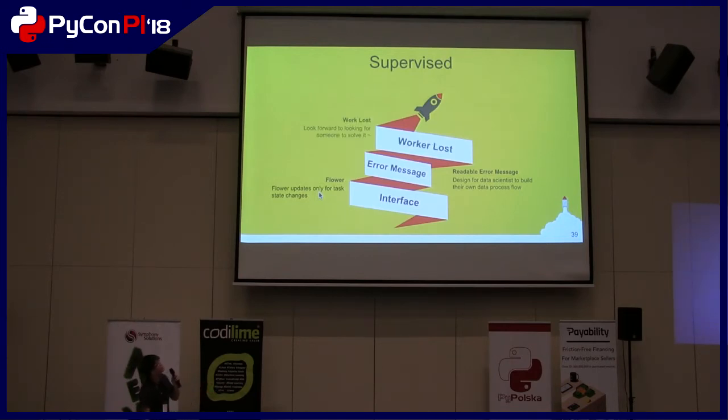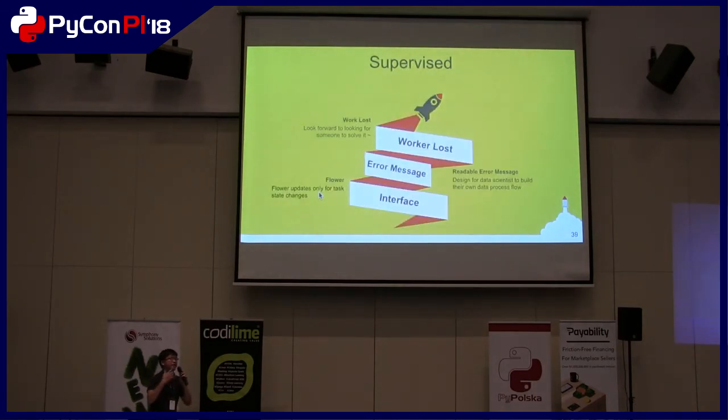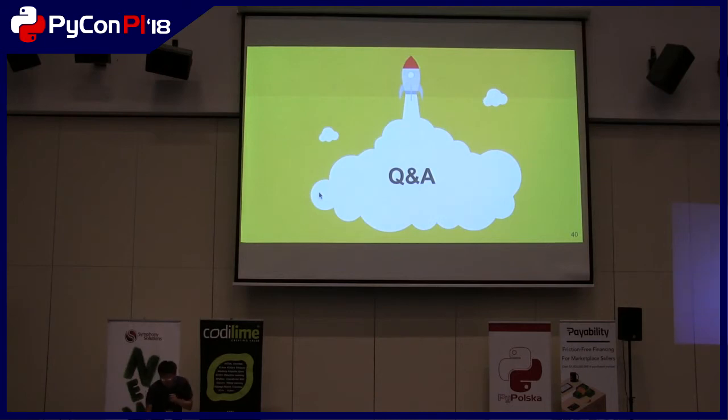The next part is a problem I faced that I haven't solved, and maybe someone can solve it. Worker loads: here we say that a CPU-bound task will use all of the CPUs of the machine, even if you set the worker concurrency for Celery. Sometimes, not usually, your task will run out of resources and the Celery worker will die. I haven't solved this problem yet. I hope someone will fix it. So that's all about my talk, and thank you very much.